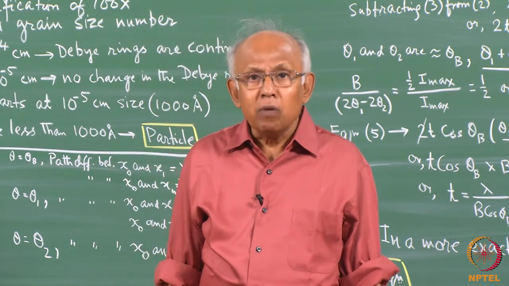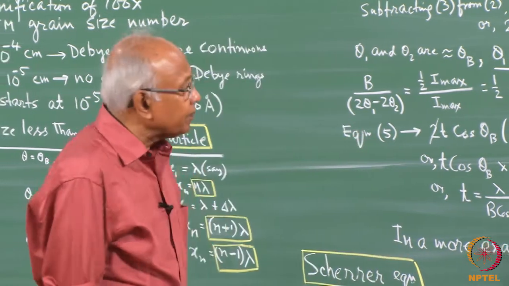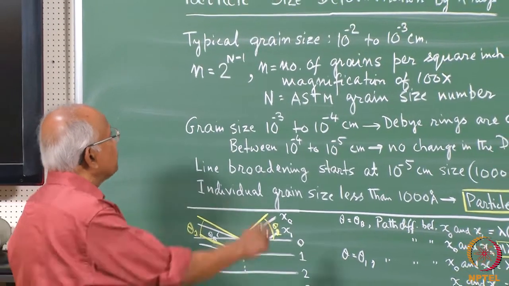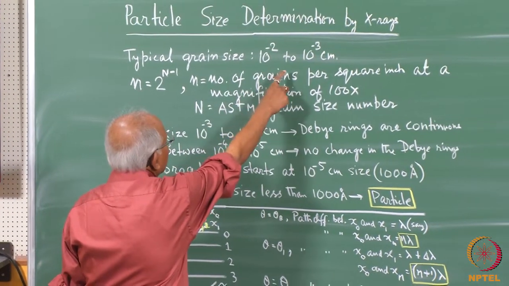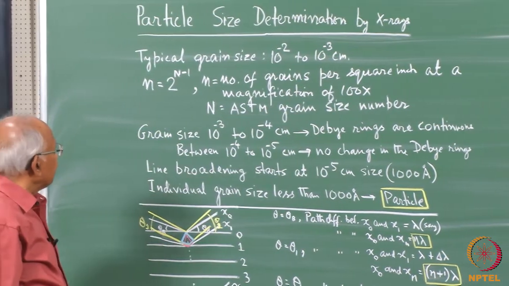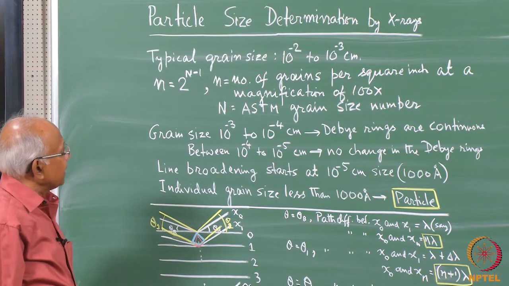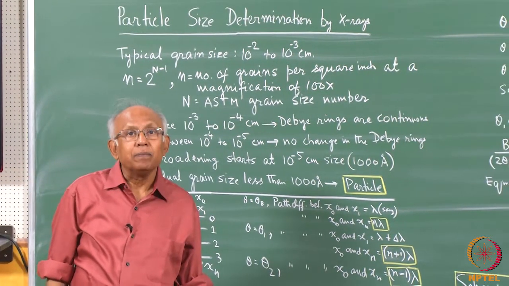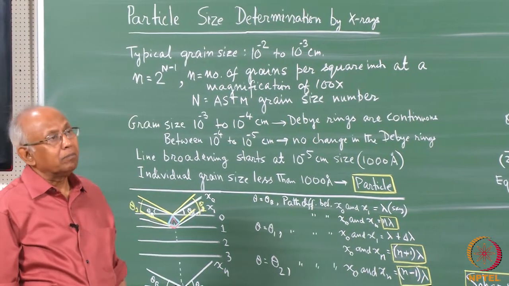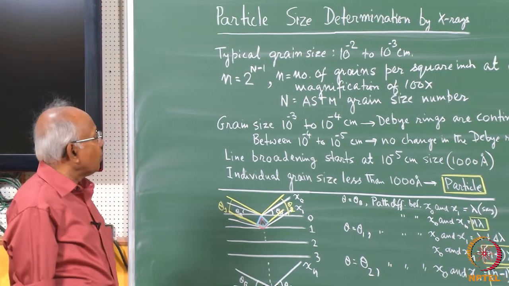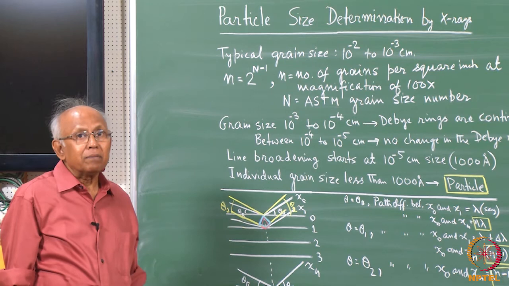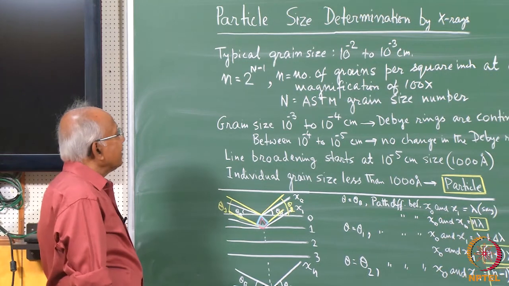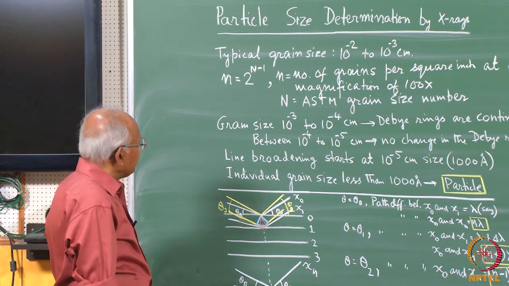Now, in a normal polycrystalline material, we find that the average grain size varies between 10 to the power minus 2 to 10 to the minus 3 centimeter. It is quite usual practice to describe the grain size of a polycrystalline material by mentioning what is known as the ASTM grain size number. Now, let us see what is meant by the ASTM grain size number.